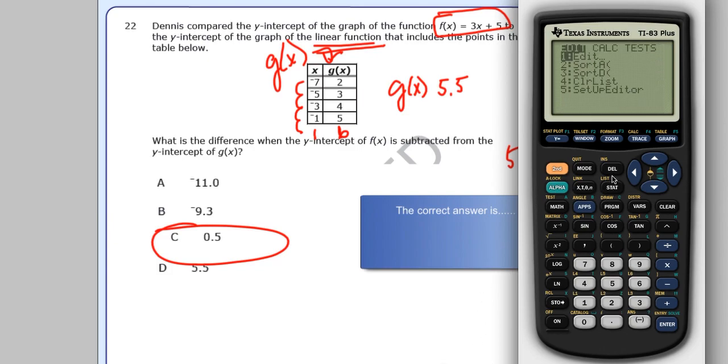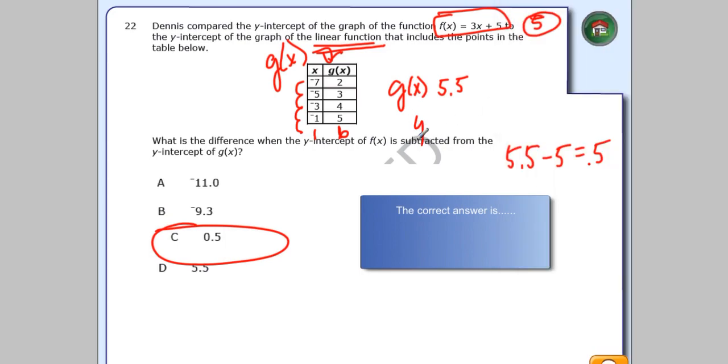Another way to do this is to go to Stat, Edit, and then in L1 put your x's, and in L2 put your y's. And then you're going to find the linear function. So hit Stat, go to Calc, and go to number 4, and hit Enter. So the function, you put a in for a and b in for b. So the function is y equals 0.5x plus 5.5. So you get 5.5 again.